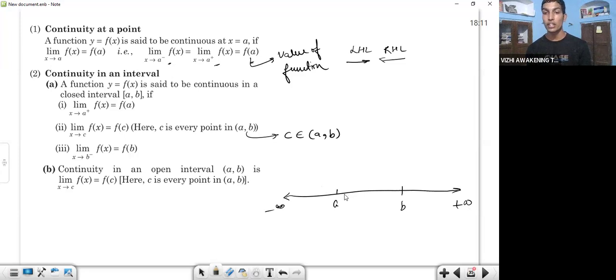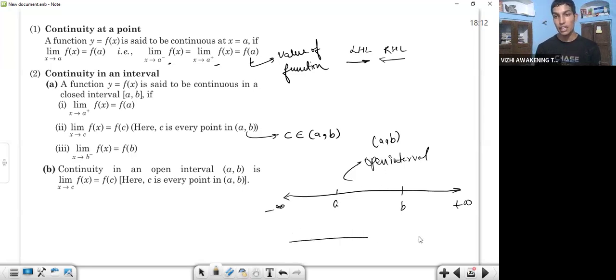If we are including all the points between A and B, but not A and B, then we will call it an open interval. When we are not including the points A and B, we call it an open interval, and we represent this in small brackets, (A, B). We also represent it with two open dots, taking all the points between them, and these dots represent that we are excluding the points A and B.